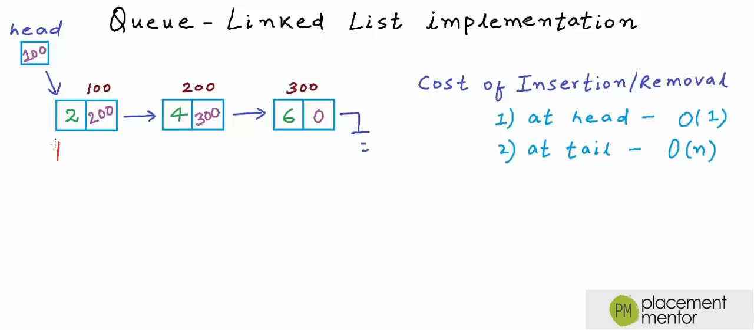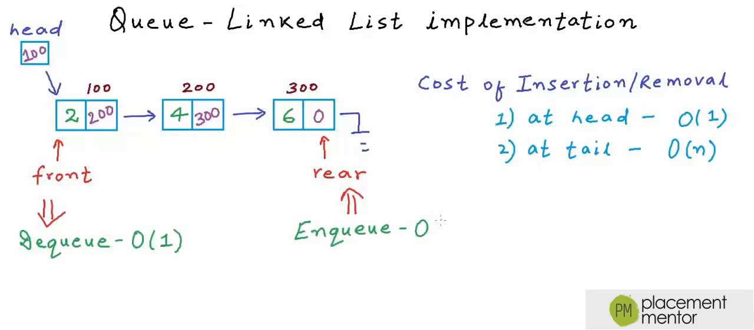Let's call this side front and this side rear. So I want to NQ a node from this side and I want to DQ from this side. We are good for DQ operation because removal from front will take constant time, but insertion or NQ operation will be big O of n. Let's first see why insertion at tail will be costly, and then maybe we can try to do something.